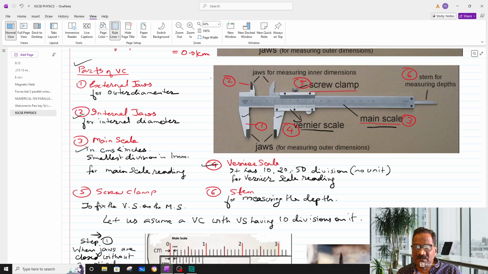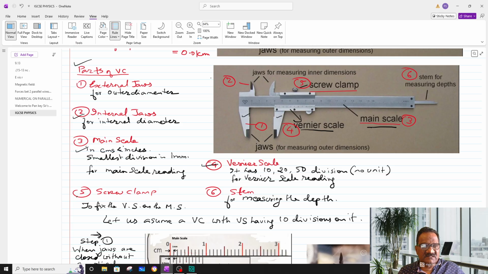But if you take a vernier caliper which has 20 divisions on its vernier scale, then the least count comes down. It is not 0.1 millimeter, it is still lesser than that. In that case, you can take even smaller distances and still measure them accurately. So in short, as the number of divisions on the vernier scale increases, the accuracy of your reading also increases. That was the fourth part of the vernier caliper.